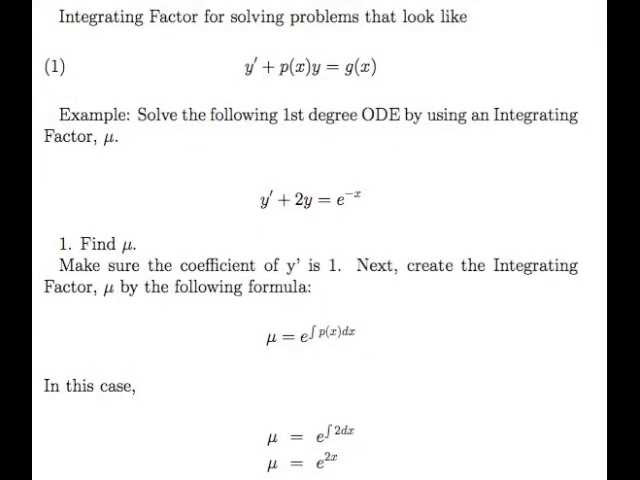The first step to solving this problem is to create your integrating factor mu. That's given by the formula there in the middle. Mu equals e raised to the power of the antiderivative of p of x dx. In our case, p of x is just a constant 2, so mu will equal e raised to the power of the antiderivative of 2 dx, which is just e raised to the power of 2x.